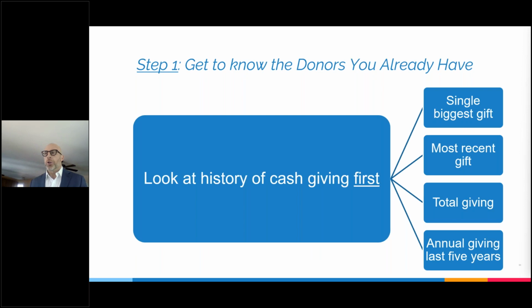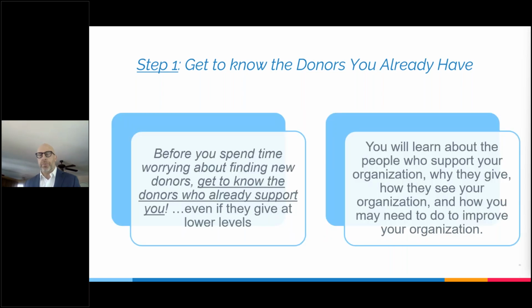So as you're doing that, you're going to look at the history of cash giving. You're going to pull from your CRM. You're going to do maybe a full data pull. This is one of the things that we do with our clients. And we're looking at some of these pointers like single biggest gift. What's their most recent gift? What's total giving, and what has been their annual giving over the last 5 years. As you're looking at some of those things, these are maybe those objective scientific signs you can look at to help you understand the donors that you already have.